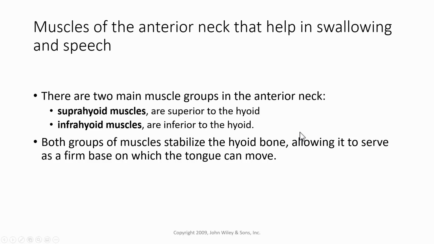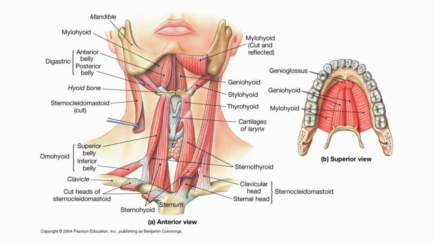And so, muscles of the anterior neck that help in swallowing and speech. There are two main muscle groups in the anterior neck. There's the suprahyoid muscles, which are superior to the hyoid bone. The infrahyoid muscles, of course, are inferior to the hyoid bone. Both groups of muscles help to stabilize the hyoid bone, and it allows it to serve as a firm base on which the tongue can move. So let's look at those muscles.